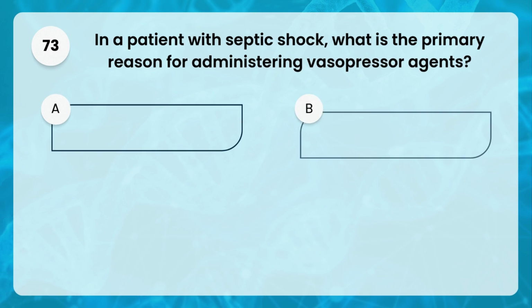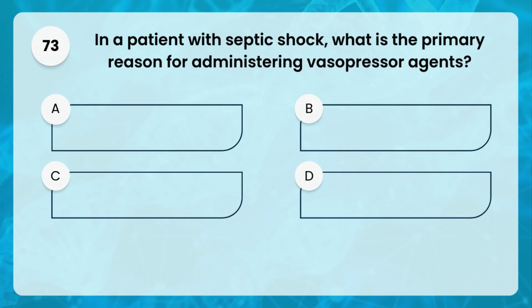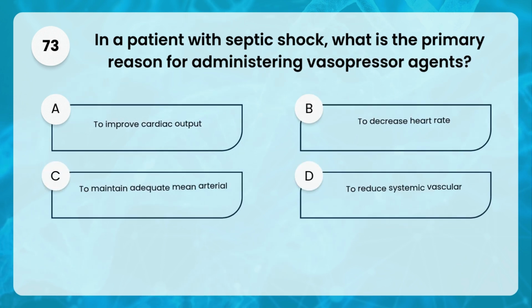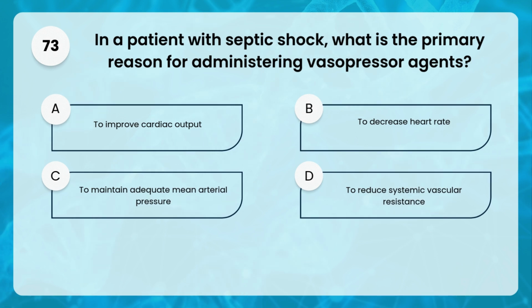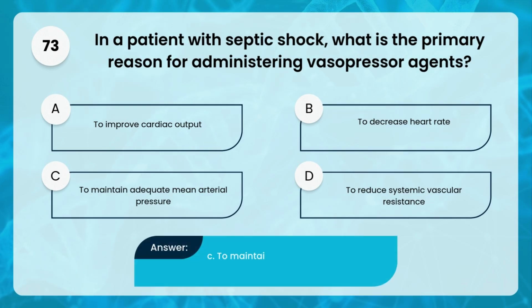73. In a patient with septic shock, what is the primary reason for administering vasopressor agents? A. To improve cardiac output. B. To decrease heart rate. C. To maintain adequate mean arterial pressure. Or D. To reduce systemic vascular resistance. The answer is C. To maintain adequate mean arterial pressure.